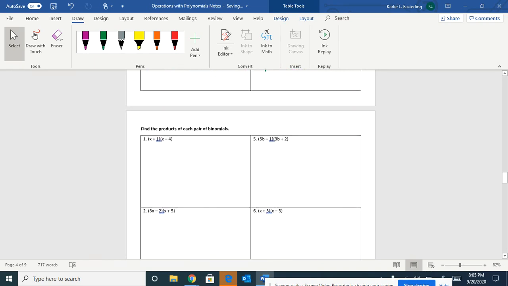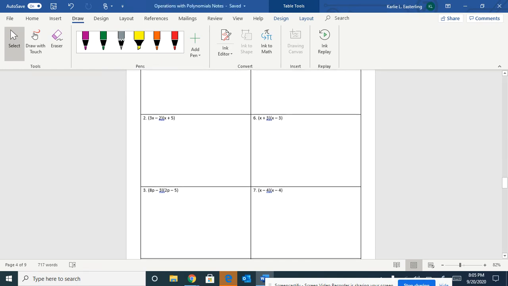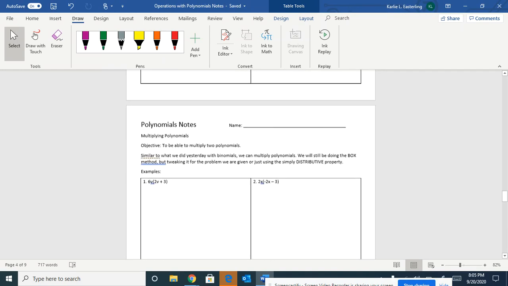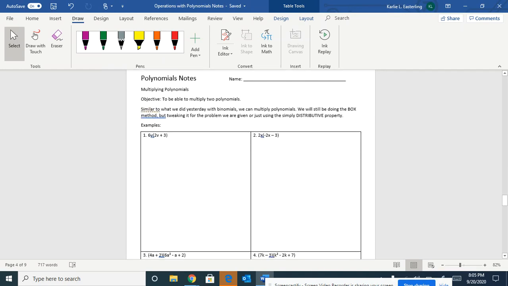And then again, the next page of these notes is a bunch of practice problems that we're going to do the next time I see y'all. So we're going to hold off on those and go over them next time. But now we're going to talk about multiplying polynomials in general. Our objective is to multiply 2 polynomials. So it's not just binomials. It could be a monomial, a trinomial, a polynomial with 5 terms. It could be kind of anything here.